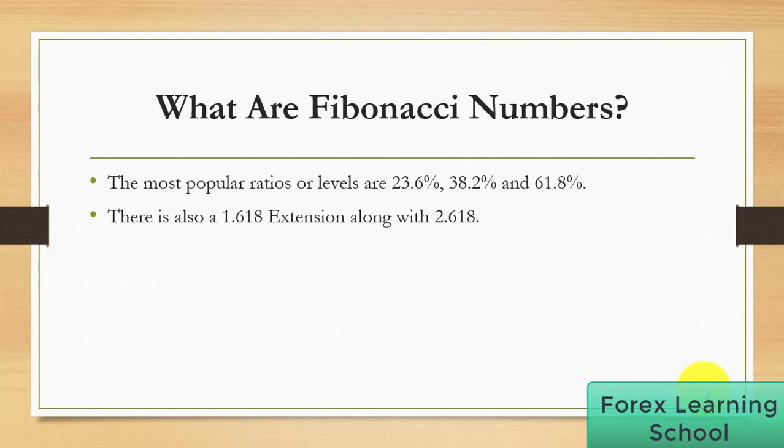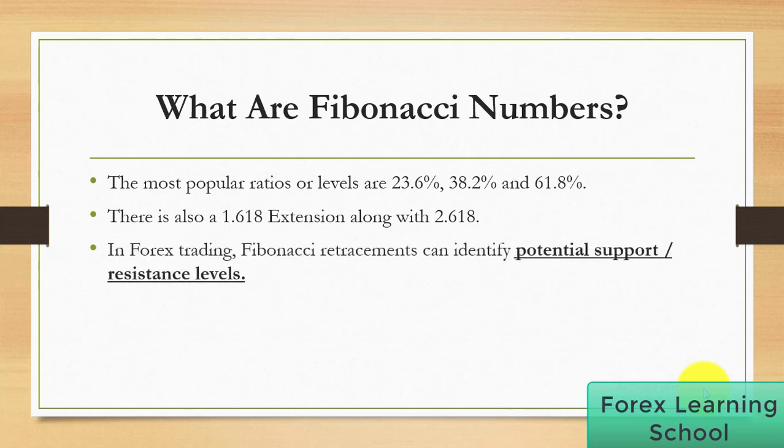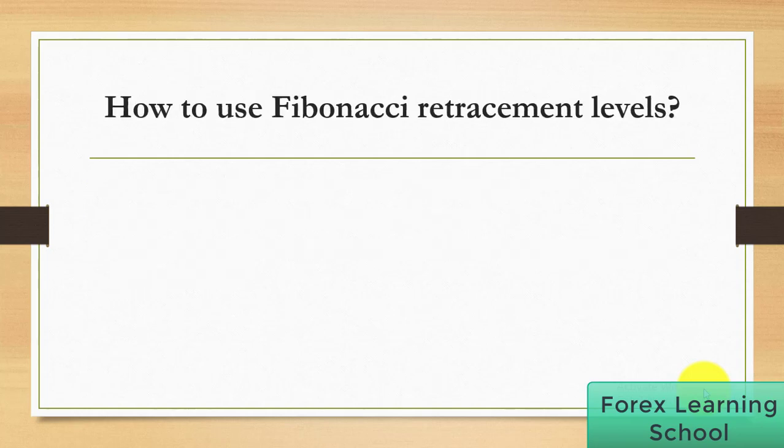There is also a 1.618 extension along with 2.618. In Forex trading, Fibonacci retracements can identify potential support and resistance levels. How to use Fibonacci retracement levels. Fibonacci retracement levels help to provide price levels of support and resistance where a reversal in direction could take place and can be used to establish entry levels. The retracement levels are based on the prior move in the market.